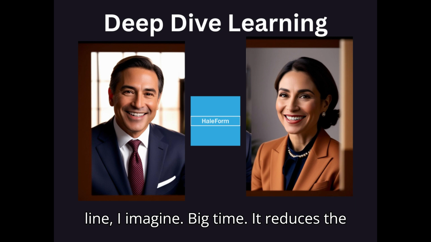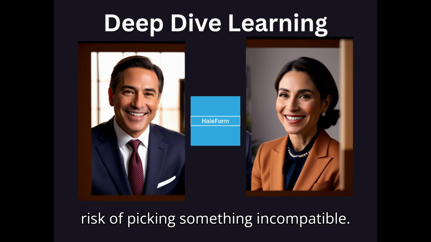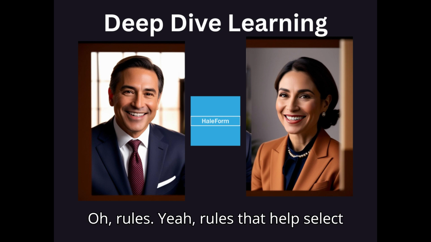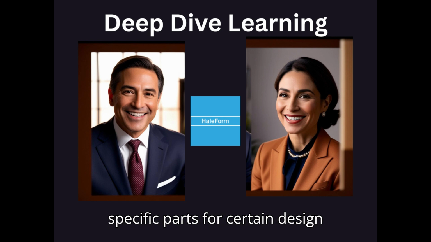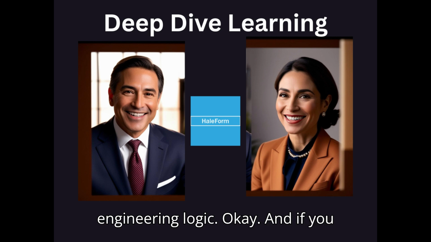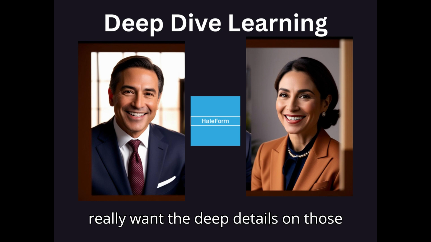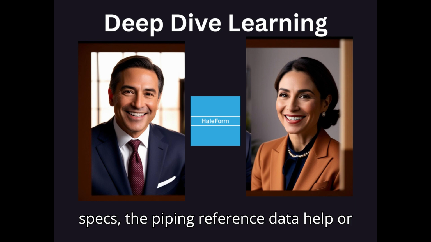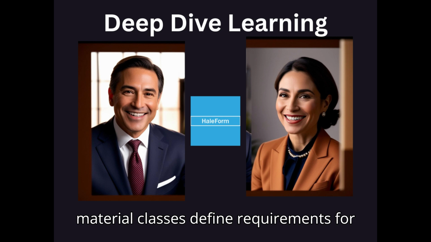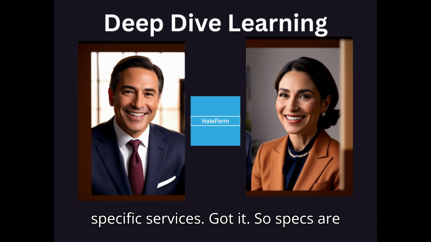Big time. It reduces the risk of picking something incompatible. And there are even rules within the spec. Rules? Yeah, rules that help select specific parts for certain design situations. It's like having built-in engineering logic. Okay. And if you really want the deep details on those specs, the piping reference data help or catalog help is where you'd look. Piping material classes define requirements for specific services. Got it. So specs are key.